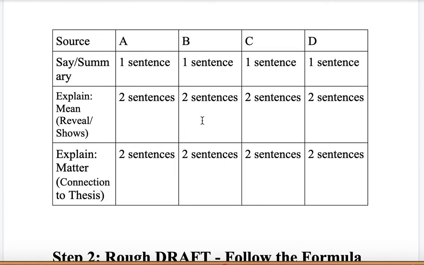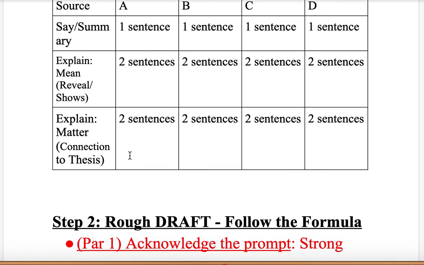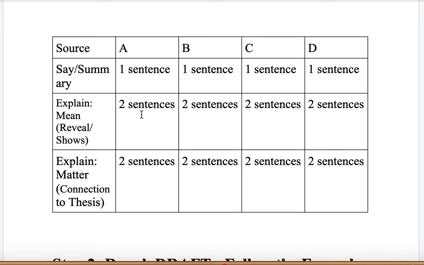Let's go back to our planning. Suggestion: one sentence for your summary, two sentences to explain what your quote shows. You may have to dig for this. Talk. It's your commentary. You are supposed to talk. It is not supposed to be about your evidence. You talk. Then you can use two sentences for the connection to your thesis. So that's how you'll end up with about 100 words for each paragraph. Look at that. That's well written.